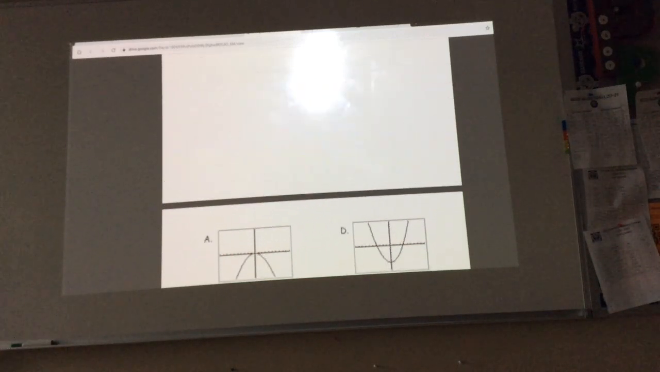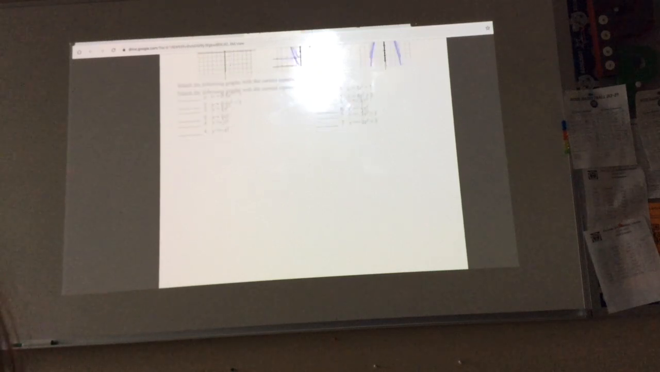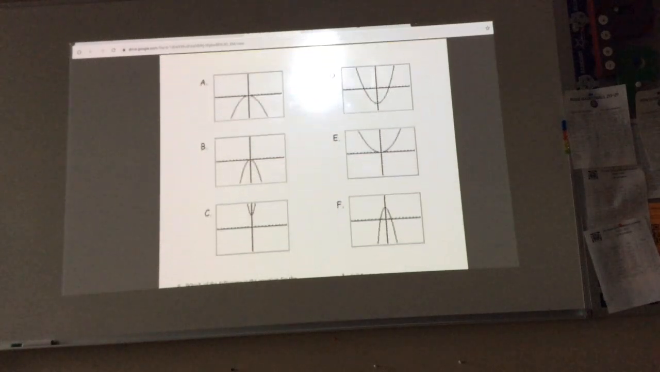Wait, so 2, 3, and 4 will match up with 5, 6, and 7? No, sir. 2, 3, 4, 5, 6, and 7 are all the equations, and if you look on the right side of your page for a minute, you're going to see A, B, C, D, E, F, and we're going to match those up. Does that make sense? Yeah.